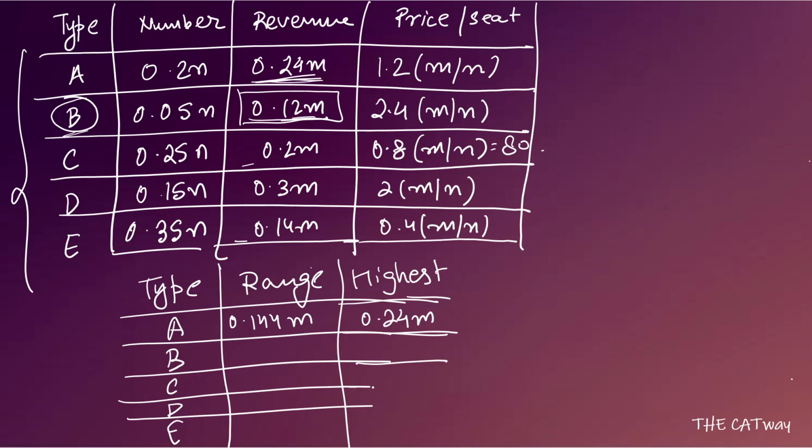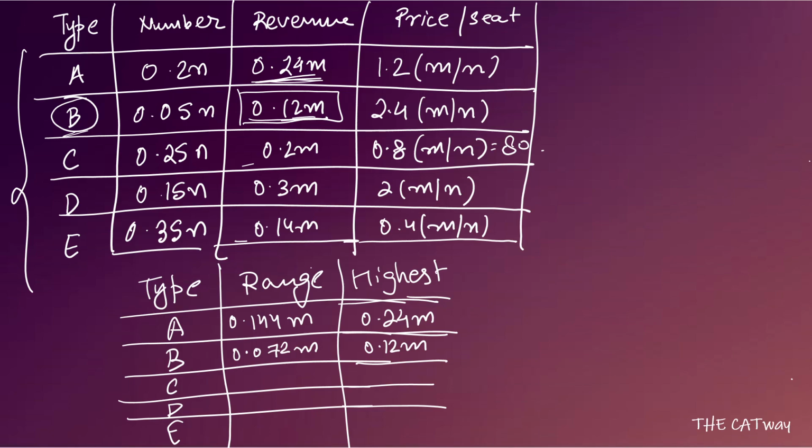Similarly, let's do type B. The maximum revenue for type B is 0.12 M. If only 60% of the seats were sold, then revenue will be 60%. What will be the value of that revenue? It will be 0.072 M. And the maximum limit is 100%, so that means the complete revenue.